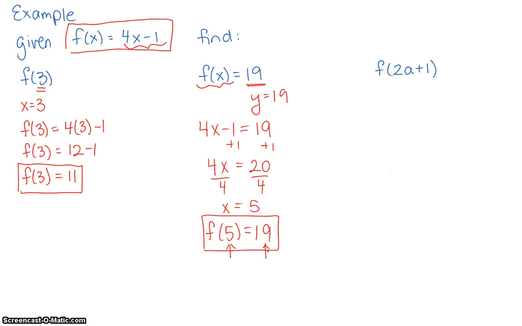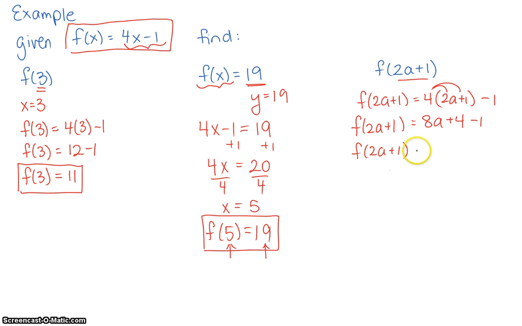Another scenario is when you have an expression that is being plugged into the function notation. So f of 2a plus 1 is equal to 4 times, and again we replace whatever is an x with 2a plus 1, minus 1. So f of 2a plus 1 is equal to, and if we distribute, we get 8a plus 4 minus 1. And again, if we simplify this out, we get 8a plus 3. That's then your function notation in terms of an expression being plugged in, in terms of a.